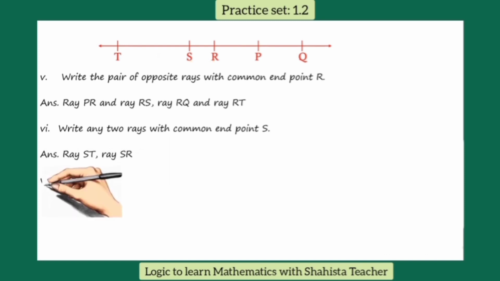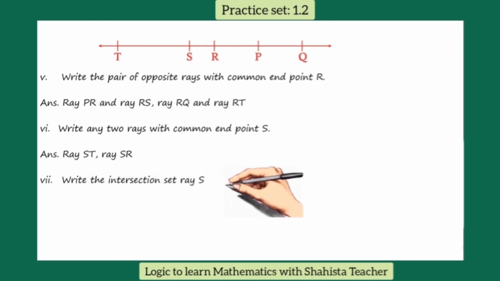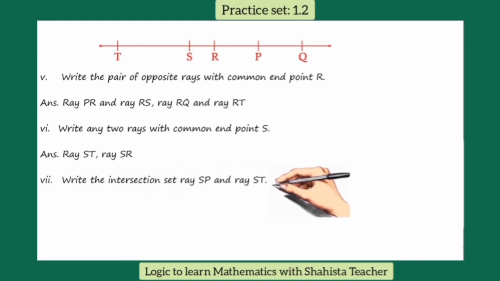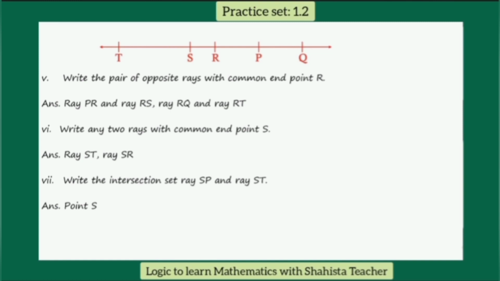Last sub-question of question number 5, sub-question 7. Write the intersection set of ray SP and ray ST. Students, here point S is the intersection set for both ray SP and ray ST. So we can say the intersection point is S. Is that clear? So students, in this way we finish practice set 1.2 question number 5. Let's solve the next question.